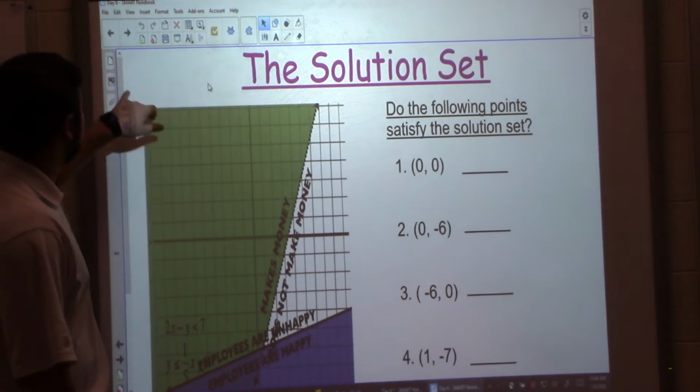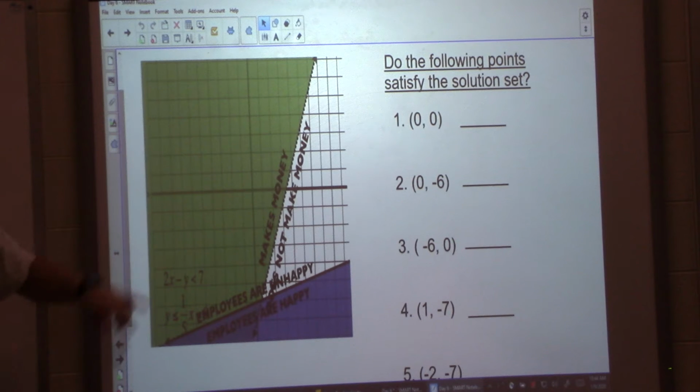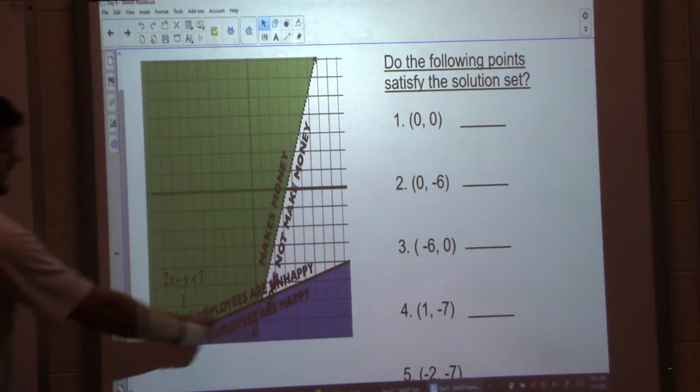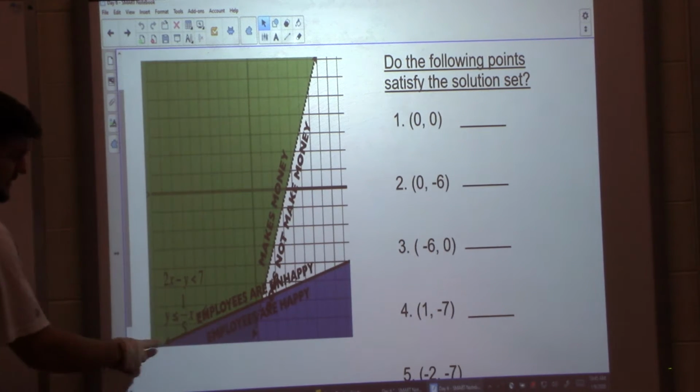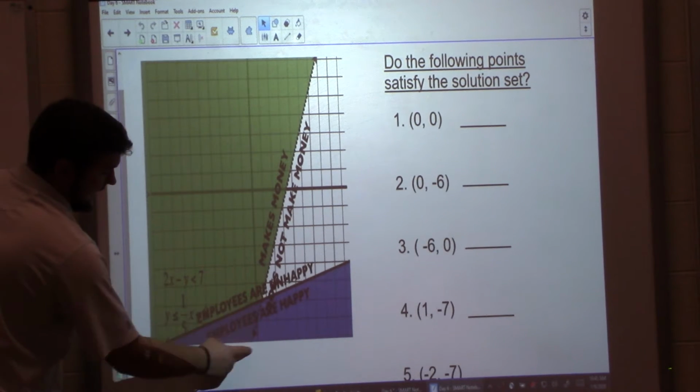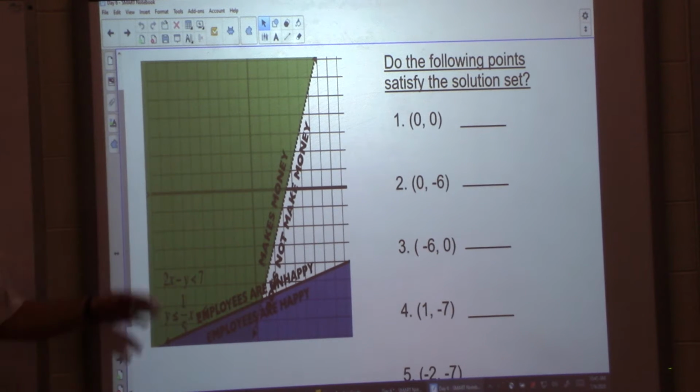Alright, here we go. This is what I was looking for. So, do the following points satisfy the solution set? What that means is, we're looking at these points they give us. Are they in the double shaded region? Are they a solution to my set of inequalities? Well, you'll notice that there's a dashed line with green shading, and there's a solid line with blue shading. This little piece down here is where they overlap. That's what we're looking for. Are these points in that double shaded region?